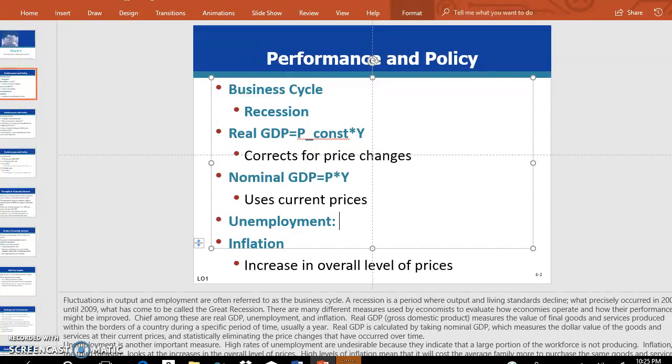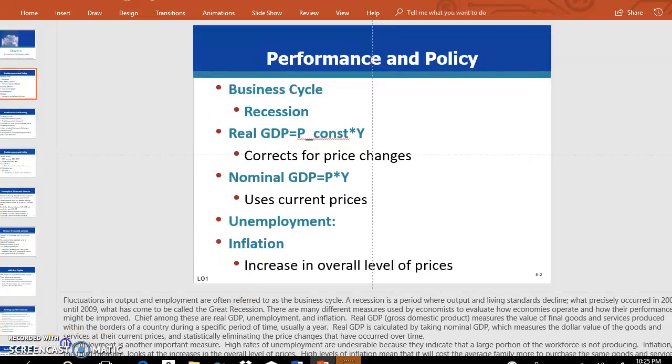And these people are more than 16 years of age. They are actively looking for work, right? If there is a person who is less than 16 years, he will not be officially counted as unemployed. Or if there is a person who is more than 16 years, but he's not actively searching for employment, he will not be counted as unemployed officially.